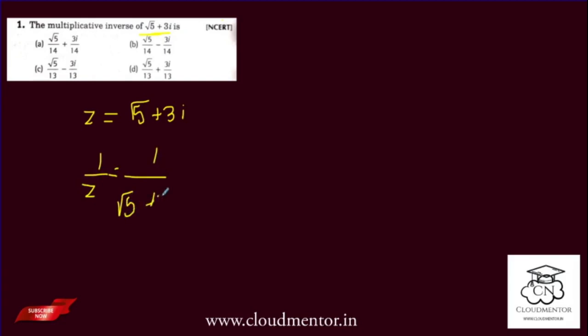root 5 plus 3i, 1 by root 5 plus 3i, that is the multiplicative inverse, and we are taking the conjugate of the denominator, that is root 5 minus 3i, and multiplying that with numerator and denominator, so we get 1 by root 5 plus 3i multiplied by, yes, the conjugate, that is the sign changes, root 5 minus 3i by root 5 minus 3i.